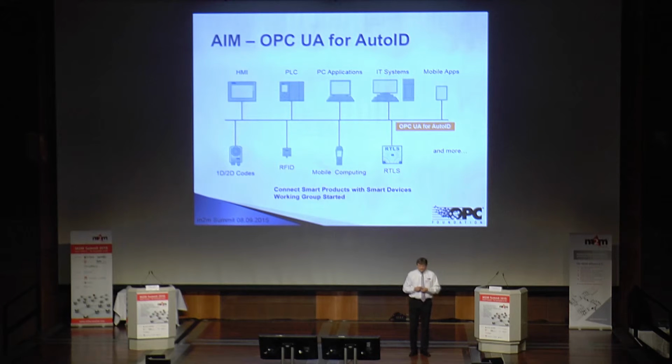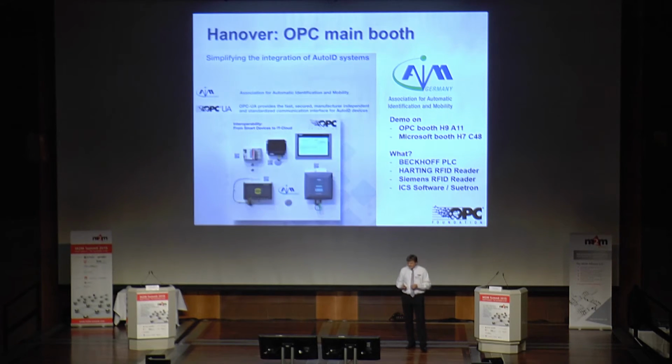The RFID companies in the association AIM standardized every 1D, 2D, and 3D barcode scanner to tell the outside world, I'm an RFID reader. So if you go to the RFID reader from Harting or from Siemens, to the outside world, they act identical with the same interface, the same for the protocol, but also for the modeling of the data.